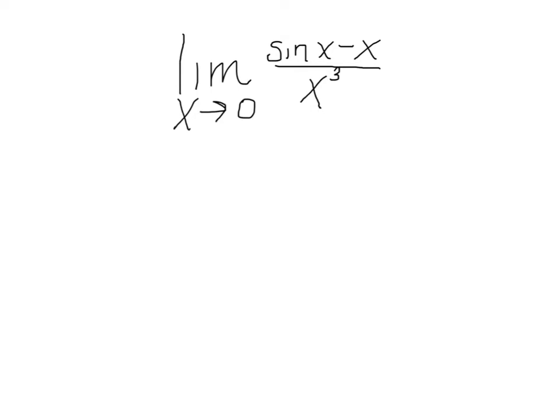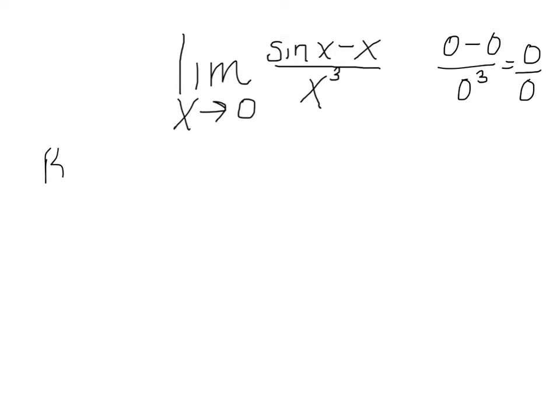So here we want to take the limit as x goes to 0 of sine of x minus x, all over x cubed. If we first just try direct substitution, if we plug in 0, we'd have sine of 0, which is 0, minus 0 over 0 cubed. So we get our indeterminate form, 0 over 0.